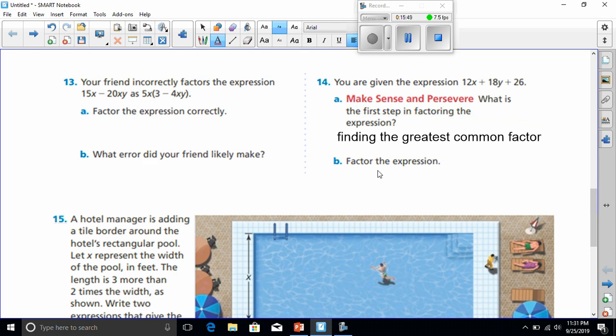It says, let's factor the expression. Well, if I do that, I have to realize the first number I got is 12, right? Factors of 12 are going to be 1, 2, 3, 4 (4 times 3), then 6, and then 12. Let's try factoring 18 now.